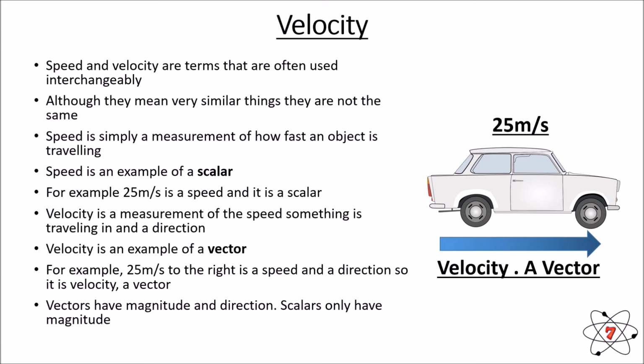So vectors have magnitude and direction. So a speed and a direction. Scalars only have magnitude. Okay, so the next thing we need to look at is acceleration. And acceleration occurs anytime there is a change in velocity. Now remember, and this is really important, there are two parts to velocity, a magnitude and a direction.